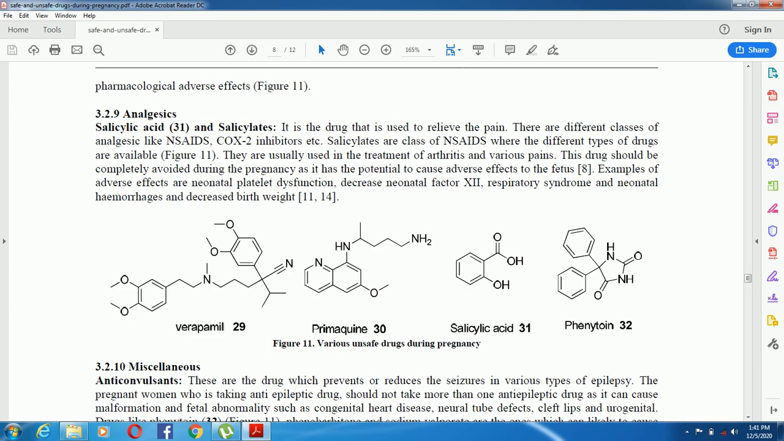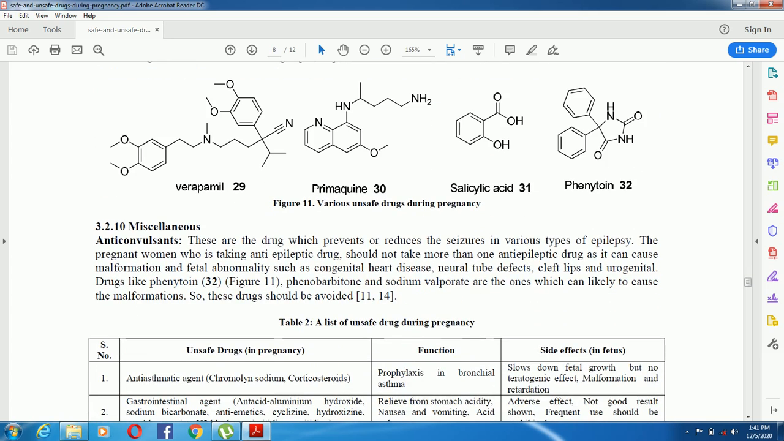So verapamil, primaquine. You know verapamil and diltiazem are calcium channel blockers, primaquine is an anti-malarial, salicylic acid is an analgesic, and phenytoin is an anti-convulsant. All these drugs are not safe during pregnancy, so they should be used with precautions, or you should consult with the pharmacist.